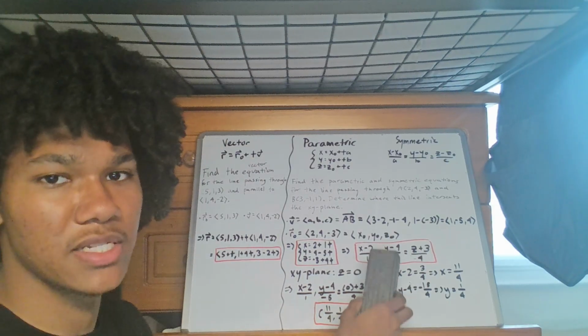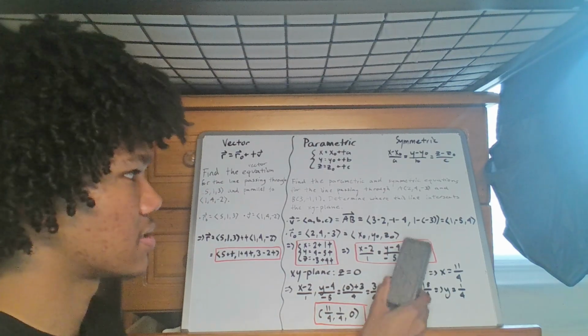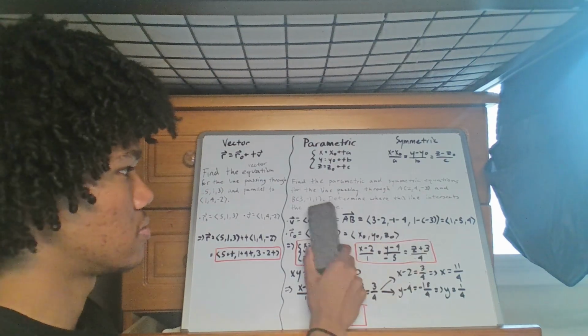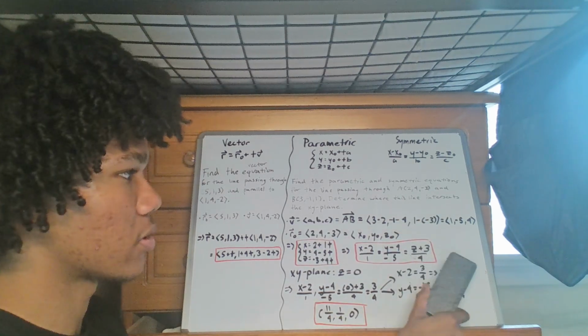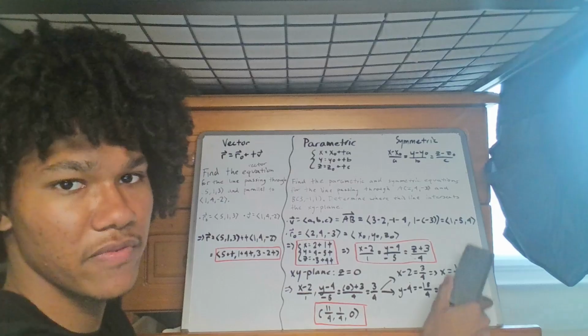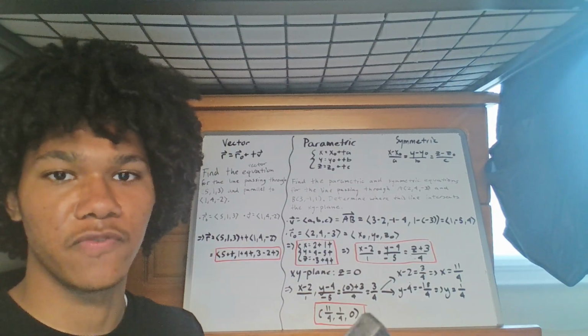What I did was I subtracted the components of A from the components of B. So that gives us 3 minus 2, -1 minus 4, and 1 minus -3. And we'll arrive at 1, -5, 4. So that vector is going to be the direction vector for our line.